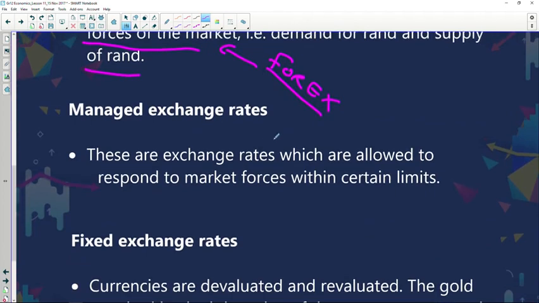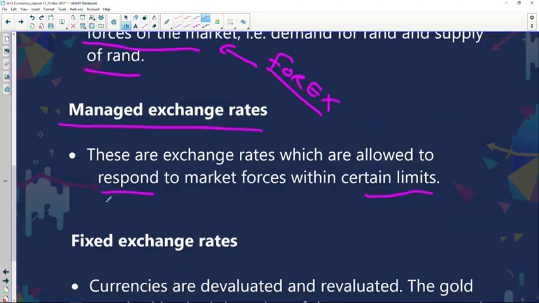Then we've got the managed exchange rate. These are exchange rates which are allowed to respond to market forces within certain limits. So this is managed, it is controlled. Although there will be forces in the market, these forces will be limited. There will be certain limits, and that shows it's managed because you are managing the response and putting certain limits as well. So this is very much managed or controlled.